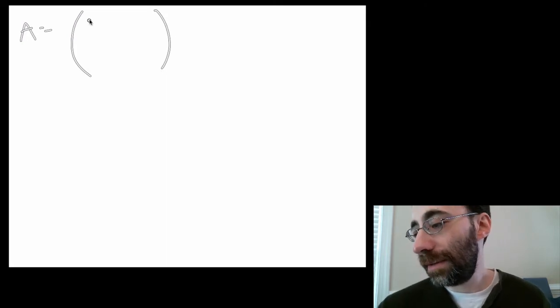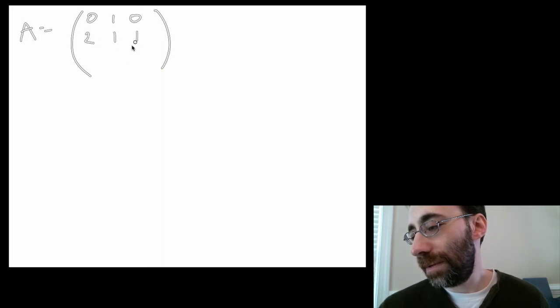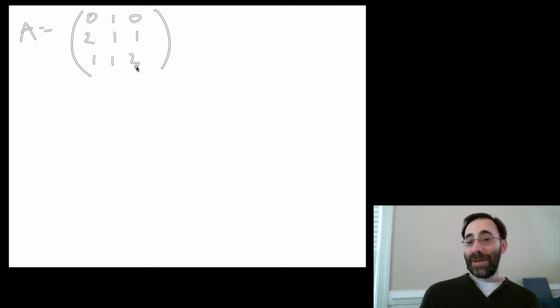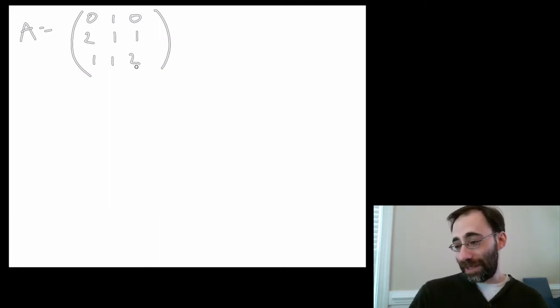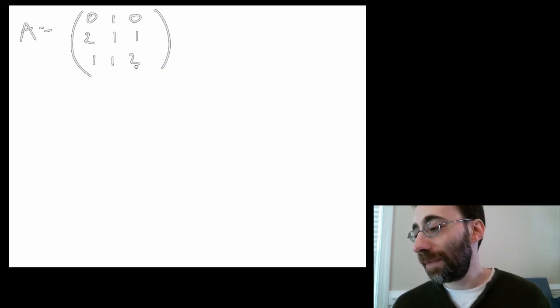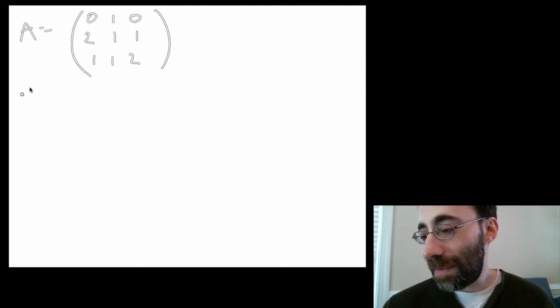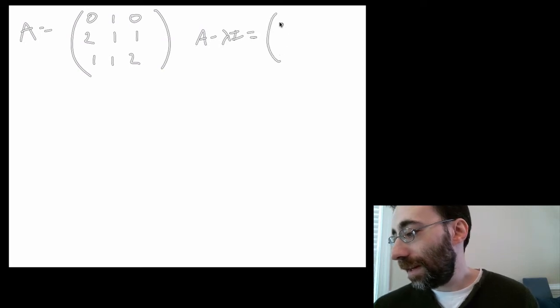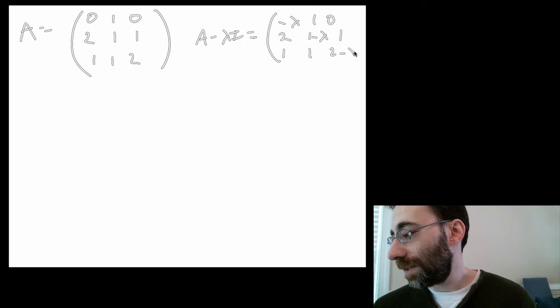Let's see. 0, 1, 0. 2, 1, 1, and I don't know, 1, 1, 2. I totally made it up. This probably won't work, but we'll try it. I think there's no obvious multiplied things here. So now we know what lambda I is. So A minus lambda I is going to be negative lambda, 1, 0, 2, 1 minus lambda, 1, 1, 1, and 2 minus lambda.